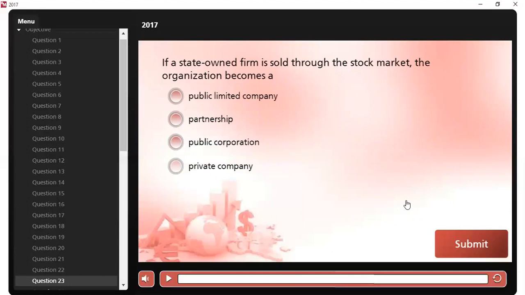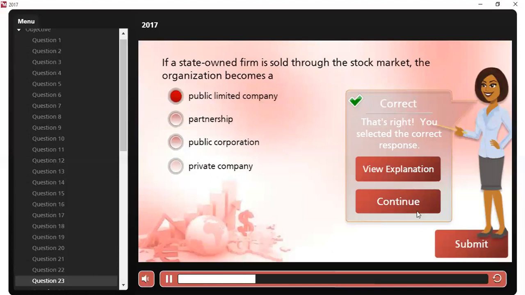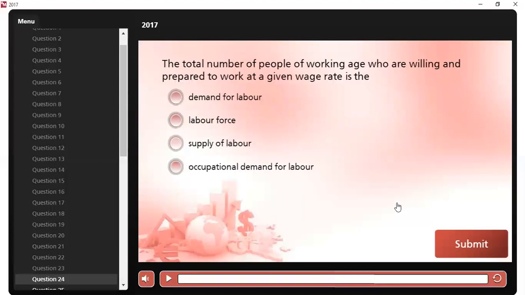Okay, to the next question. If a state-owned firm is sold through the stock market, the organization becomes a what? The organization will definitely become a public limited company. Okay, question 24. The total number of people of working age who are willing and prepared to work at a given wage rate is the labor force. Yes, labor force.